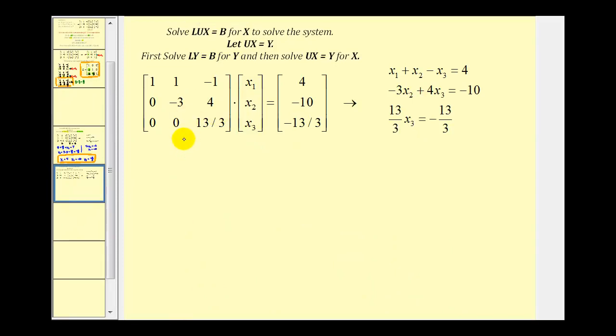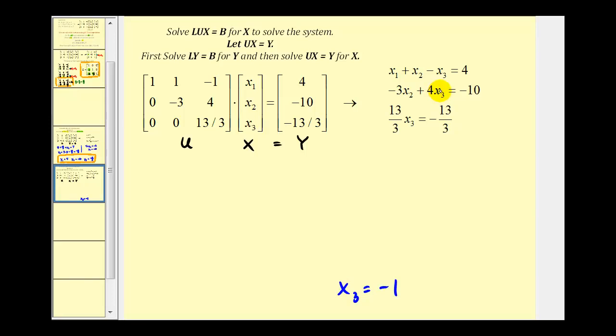Notice this is our upper triangular matrix, which we found. Here's our matrix x, and here's our matrix y with the values that we just found. So if we write this as equations, we would have x sub 1 plus x sub 2 minus x sub 3 equals 4. Negative 3x sub 2 plus 4x sub 3 equals negative 10. And the last equation is 13/3 x sub 3 equals negative 13/3. So hopefully we can see that x sub 3 is equal to negative 1.